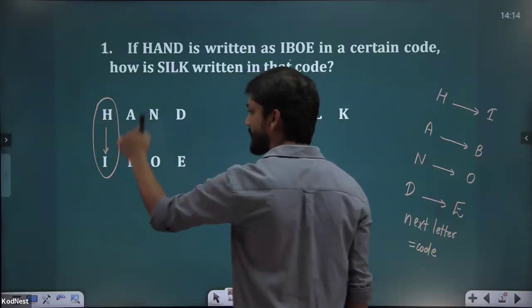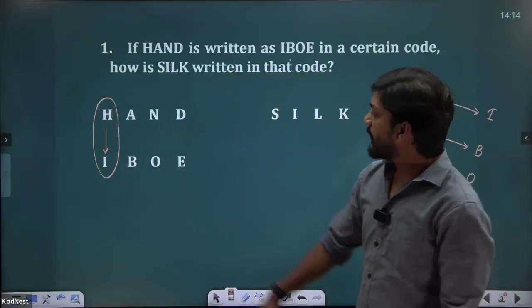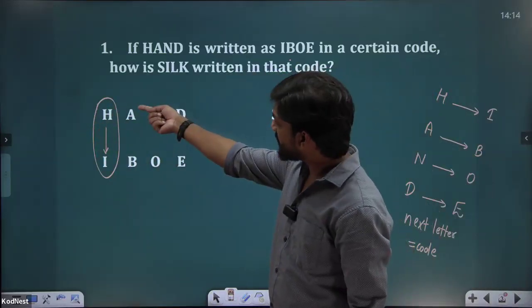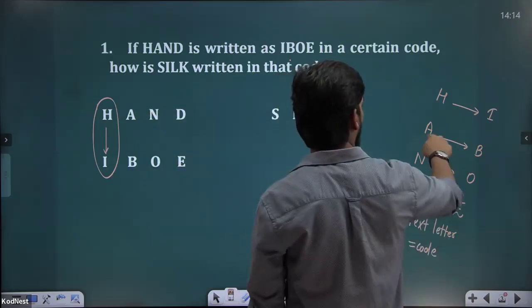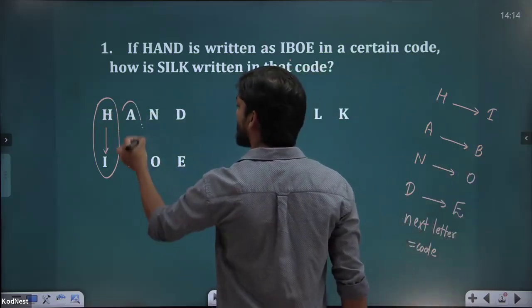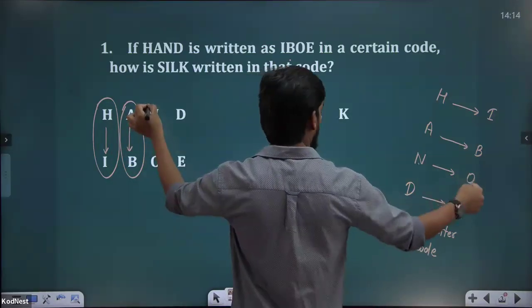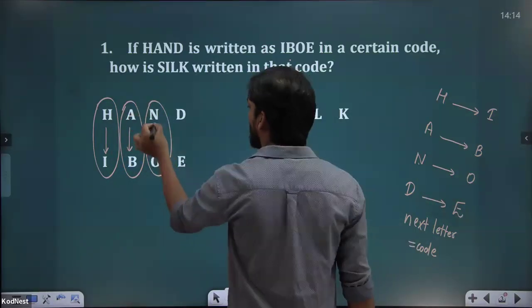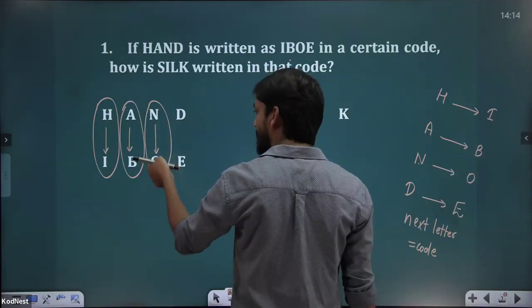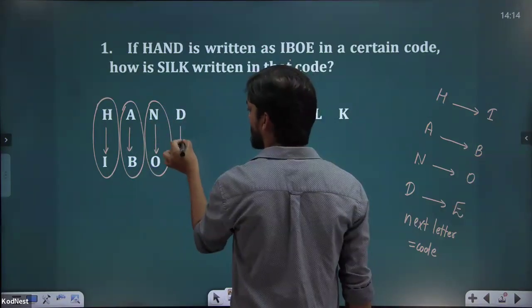First letter, first place. The code of A is B. But where is B written? Same place. Second letter, code is written at the second place. The code of N is O. The code is written at the third place. Third letter, third place. Fourth letter, fourth place.